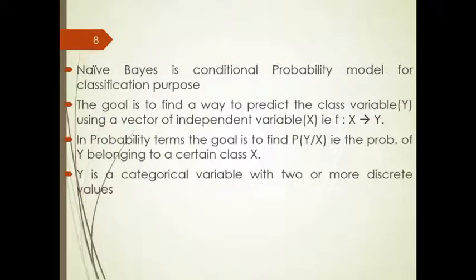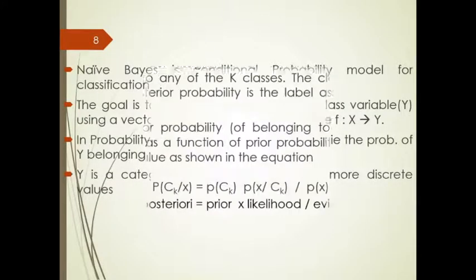Naive Bayes is a conditional probability model for classification purposes. The goal is to find a way to predict the class variable y using a vector of independent variables x, that is, f is equal to x tends to y. In probability terms, the goal is to find the probability of y given x, that is, the probability of y belonging to a certain class given x. Y is a categorical variable with two or more discrete values.